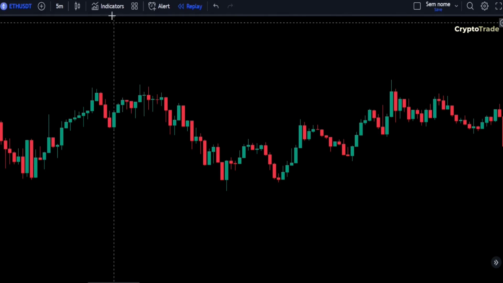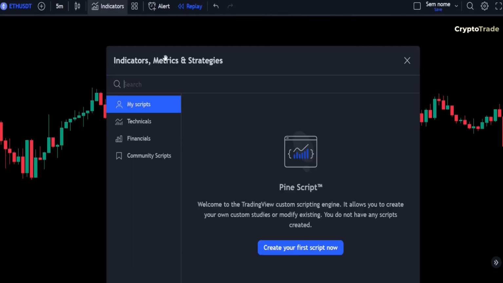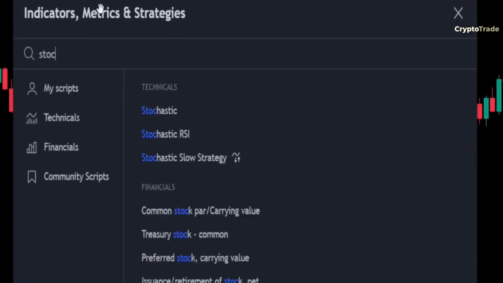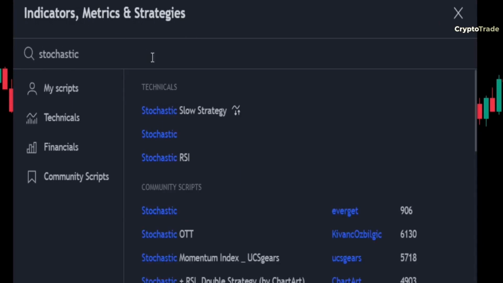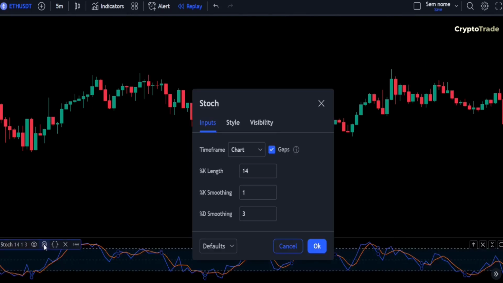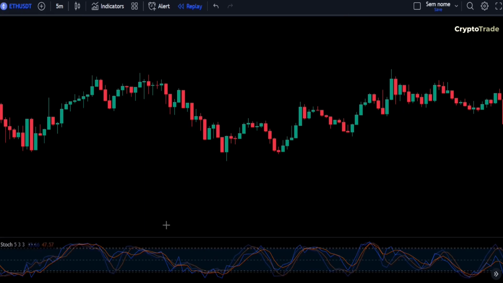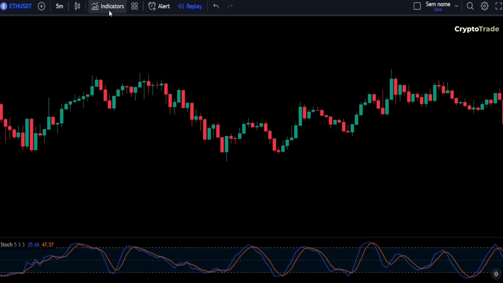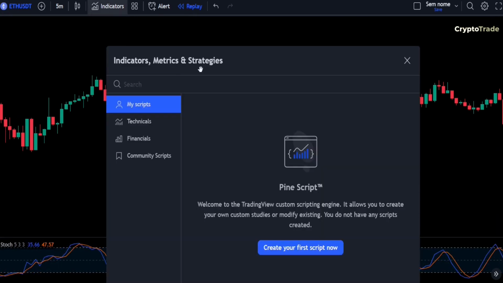To add the first indicator to the chart, open the indicator search bar in Tradingview and type Stochastic. Select the indicator as shown in the video. Click on Settings and in the Inputs tab, change the second checkbox value from 14 to 5. Change the third checkbox from 1 to 3. Click OK to finish.